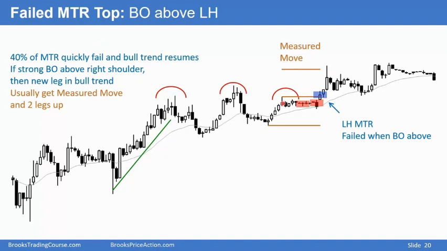The lower high major trend reversal, the head and shoulders top, failed when the market went above the lower high. That's where the bears have their stop, just above this lower high. And it's where bulls will buy as well. They know that if the bears get stopped out, we'll probably get a couple legs up, so bulls will buy exactly where the bears are getting stopped out, just above this high.